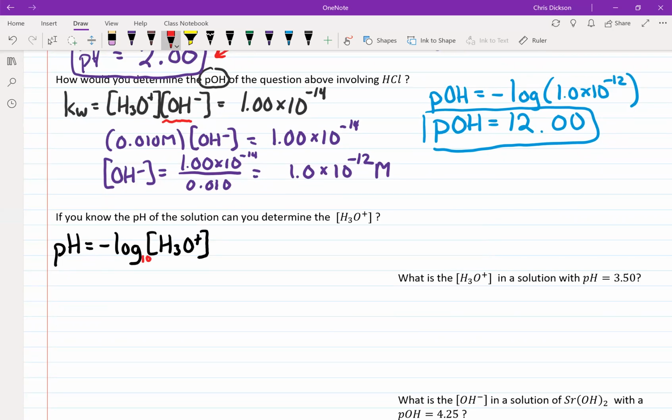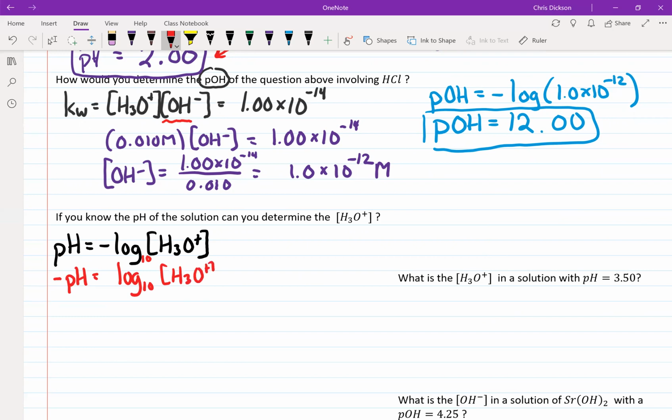So what I'm going to do is undo the log. In chemistry, they call it an antilog. But basically, we're just converting back to exponential. So the first thing I'm going to do is move that negative sign to the other side. So I'm going to go negative pH is equal to the log base 10 of the hydronium concentration.